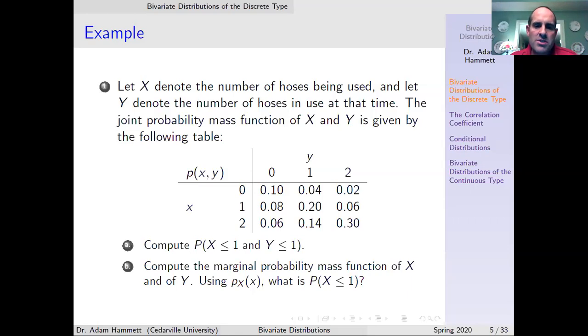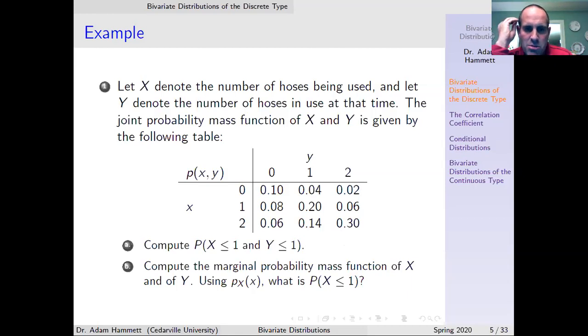What this is saying is that P of 0, 0 is equal to 0.10. If X is 0 and Y is 1, the probability of that happening is 0.04, etc. Of course, what should happen if I add all this stuff together? I should get 1.